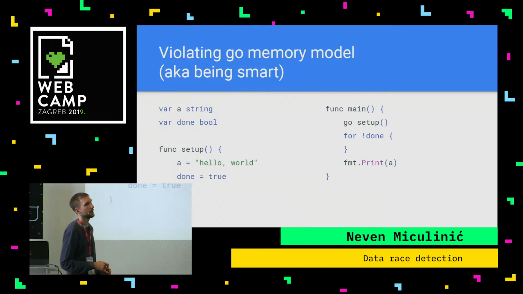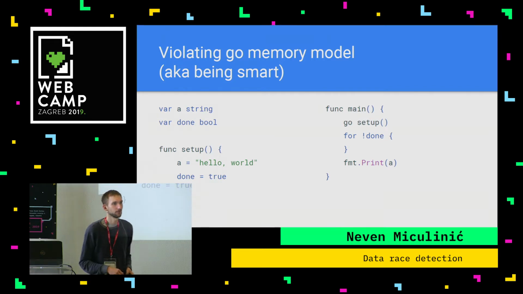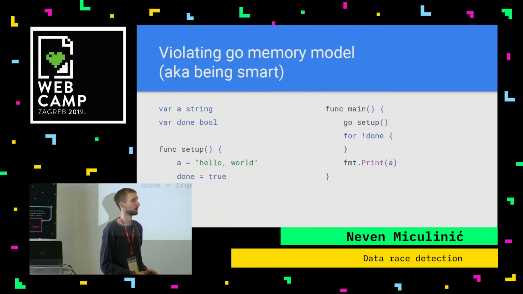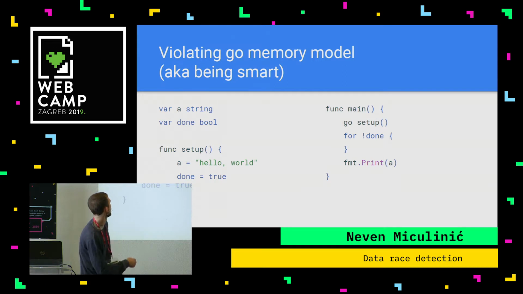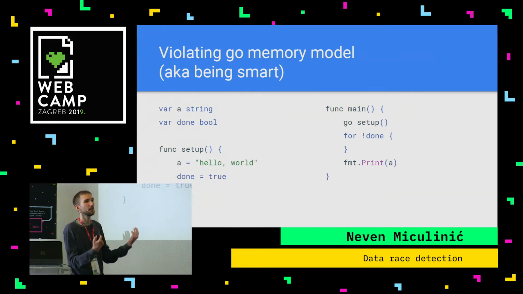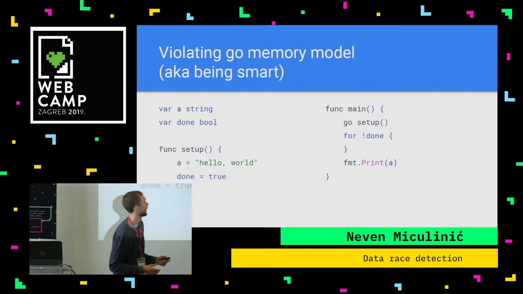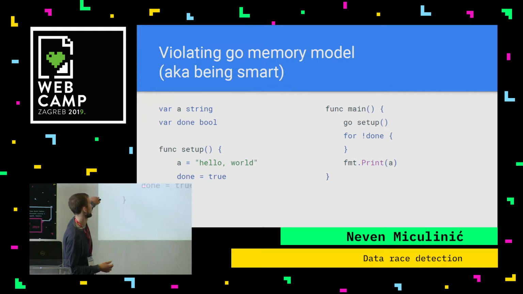And the third thing is violating your language memory model. This is being too smart for your own good. So in Go, in a single Go routine, the compiler is free to do many optimizations and reordering, as long as those effects aren't visible to other Go routines, and execution happens as if it was described in the code order. So in this example, the compiler might reorder these two statements. It could set the variable done to true before setting the variable a to hello world.